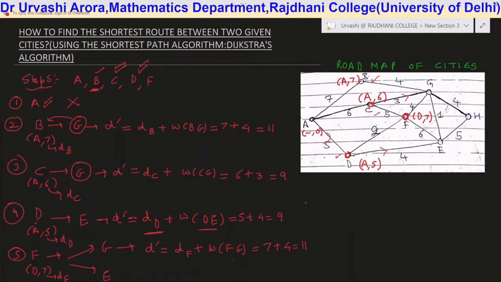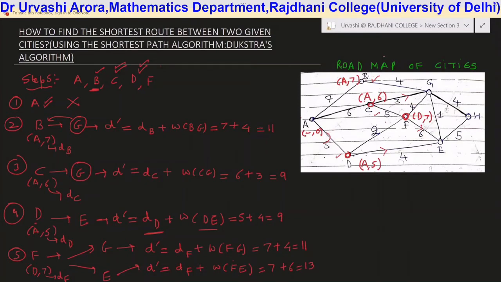So this comes out to be 11, and then we calculate the D dash for the vertex E. The D dash for the vertex E is again DF, the distance traveled till F, plus the weight of the edge FE, because again we are assuming that we are traveling along the edge FE to move from the vertex F to the vertex E. DF again is 7 and the weight of the edge FE is 6. So 7 plus 6 is 13.